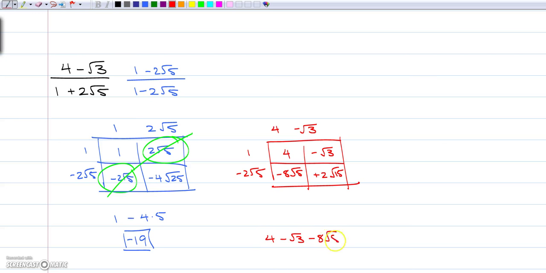And that's fine. Your answers for this chapter are going to look ugly. Ew. But that does not mean that they're wrong. Final answer for this problem. It is completely done now. 4 minus the square root of 3 minus 8 radical 5 plus 2 radical 15 all on top. And on the bottom, negative 19. No more radicals on the bottom, so this is an acceptable answer.